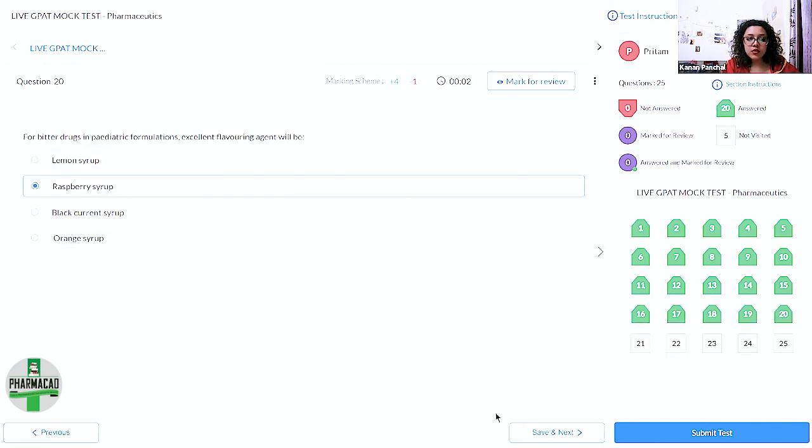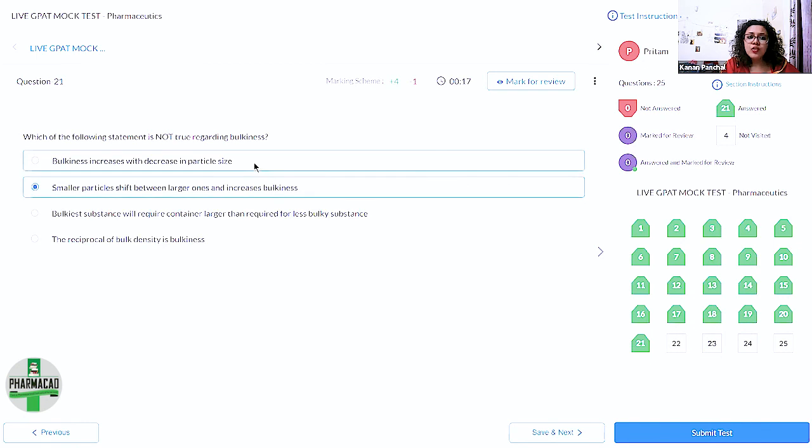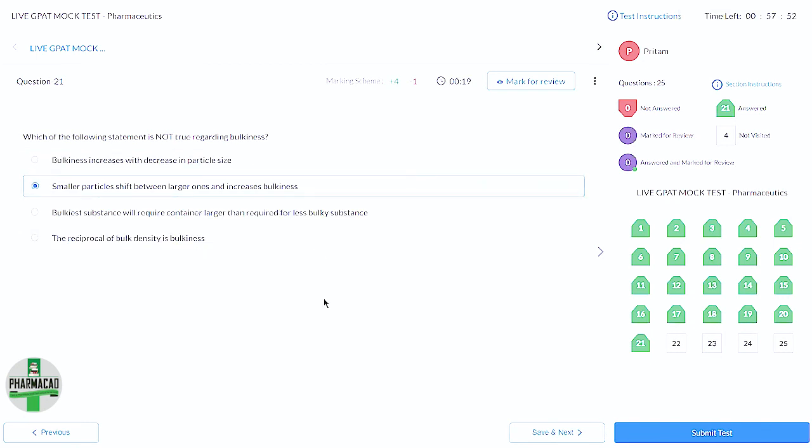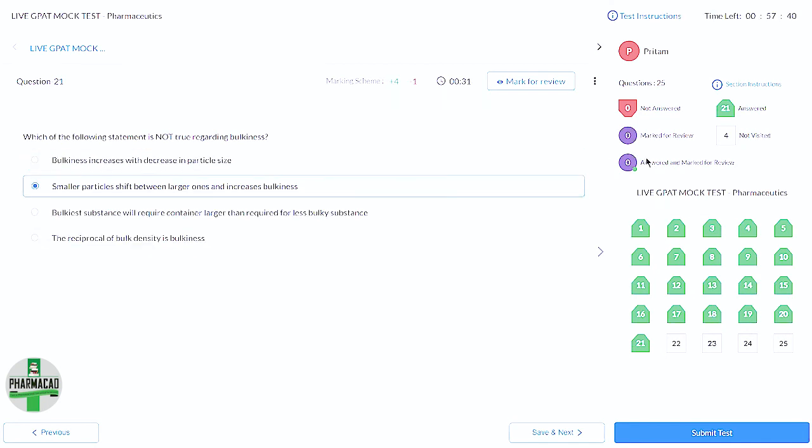Hello. Ma'am, in bulk density, as the particle size decreases, the bulkiness increases. That is true, right? Yes, ma'am. As particle size decreases. Yes. As particle size decreases. No. Even this is false. Don't you think the bulkiness will be more for smaller particles? One minute. Bulkiness will increase because, yes, it is the reciprocal of bulk density. Yes, what? Hello.